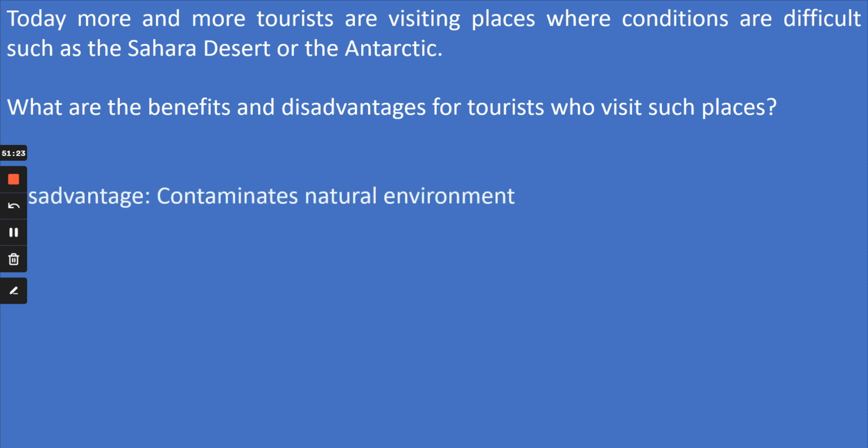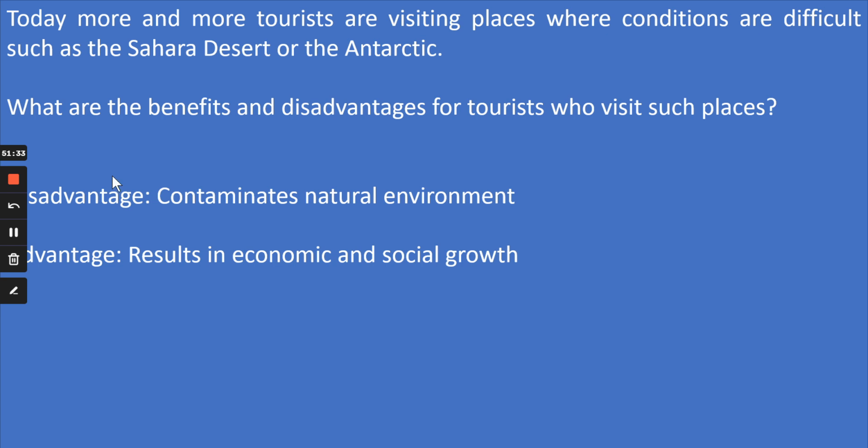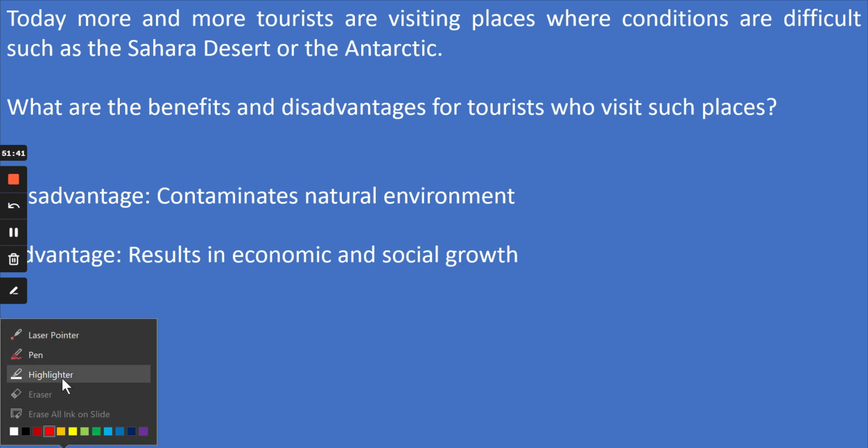So disadvantage, it contaminates the natural environment. Because more and more tourists will go, and of course it will pollute the environment. But advantage is that the country will have good economic and social growth. But these are irrelevant ideas. Why are these irrelevant? Let me tell you.